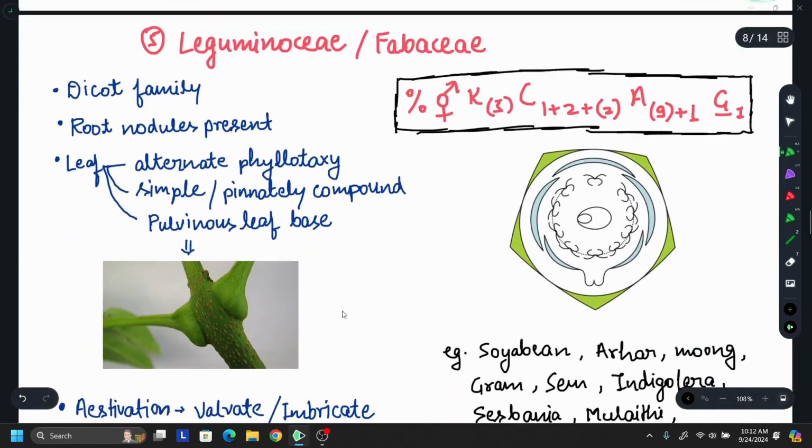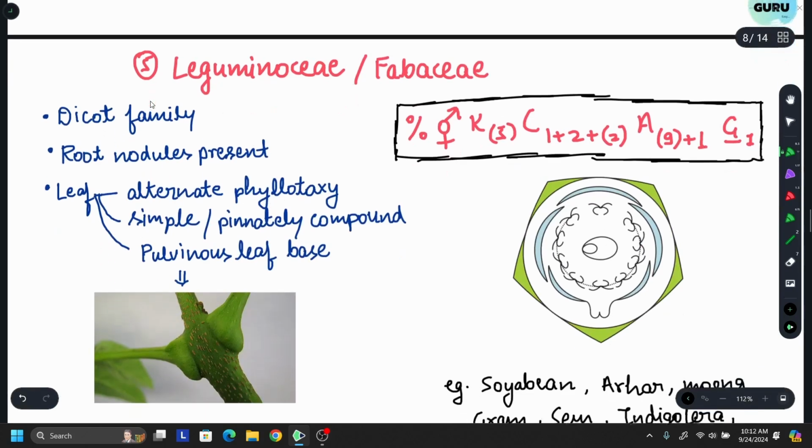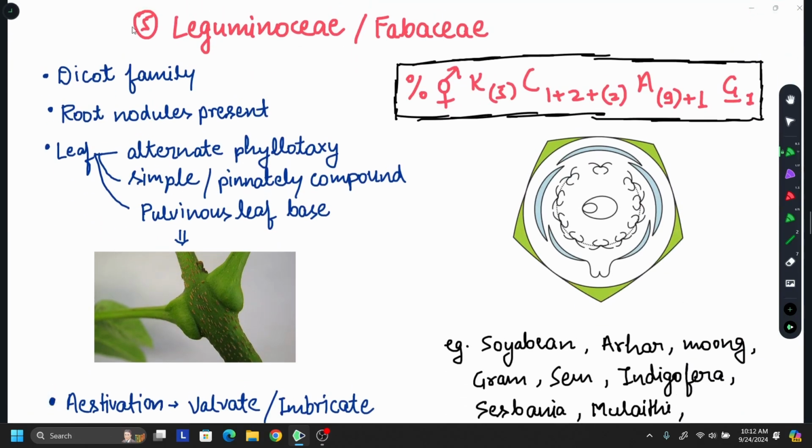Solanaceae we have already studied. This is the last family, I think. Yeah, Brassicaceae we have already studied. This is the last family we have to study: Leguminosae, which is also known as Fabaceae. Fabaceae was already in our syllabus last year, but it is removed now, so it's for NEET aspirants only. So this is a dicot family, and the plants of this family have root nodules present.